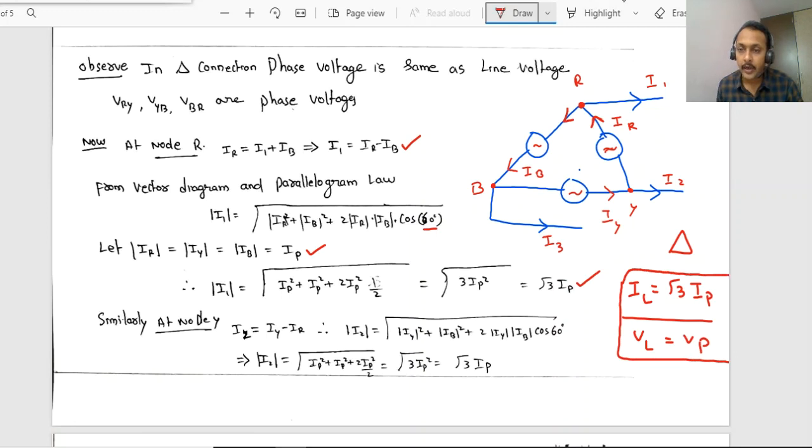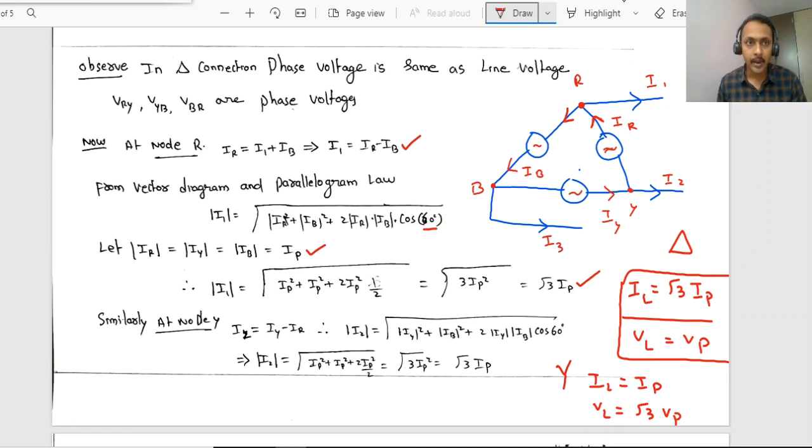Whereas in star connection, if you have already watched the video, line current will be same as phase current. But line voltage will be root 3 times the phase voltage. These four equations are very, very important.